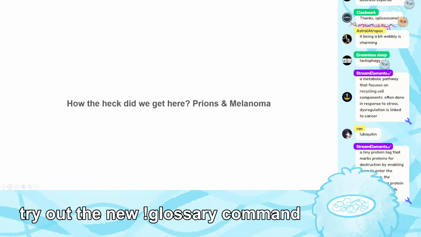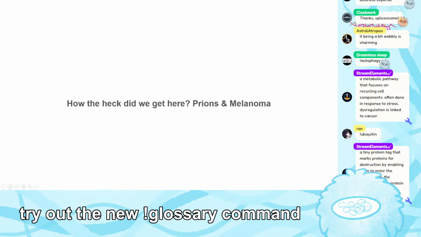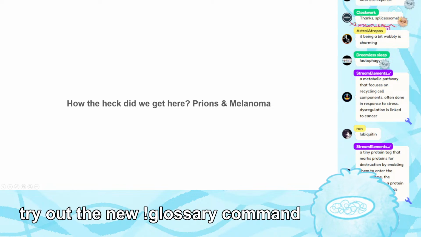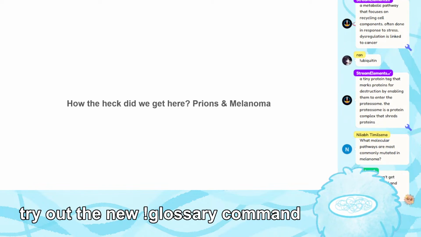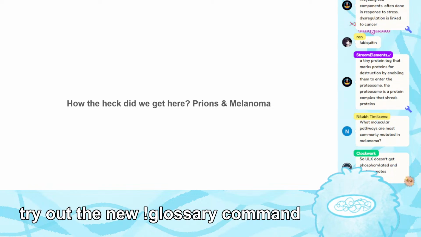So how the heck did we get here? Prions and melanoma. To me, this is not something that I would have seen coming. And in fact, even though the skin and nervous tissue share an ectoderm ancestral origin, I still don't think anybody could have come up with the idea de novo to look at the prion protein in the context of skin cancer. What molecular pathways are most commonly mutated in melanoma? I don't know about most commonly, but autophagy is involved from what I understand. So ULK doesn't get phosphorylated, and that promotes autophagy. I don't actually know how much of this pathway they tested because I had to stop at some point.